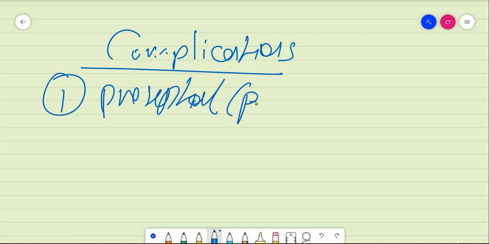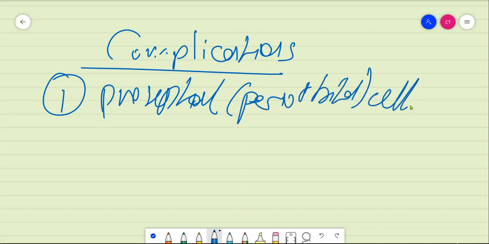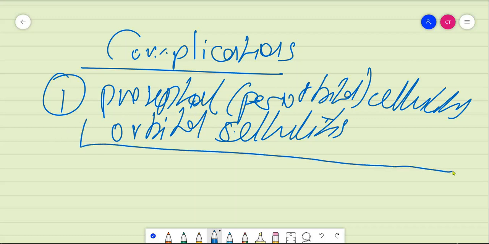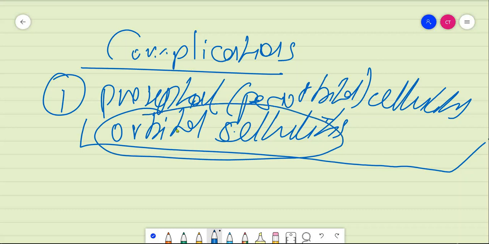the preseptal, also known as periorbital cellulitis, and the orbital cellulitis. These two are really important, and the orbital cellulitis is the more urgent one. The sinuses are really close to the orbital part of the face, therefore the infection can spread there.